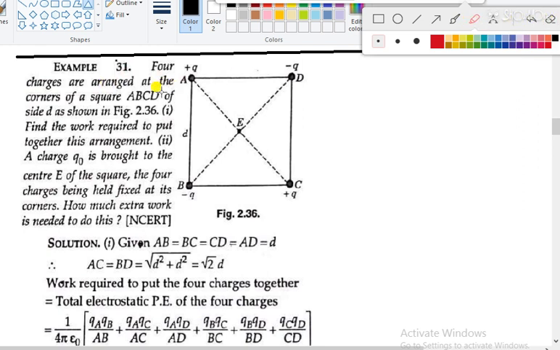Four charges are arranged at the corners of square A, B, C, D of side D as shown in the figure. Find the work required to put together this arrangement. So he is asking about the total potential energy to make this arrangement of charges.